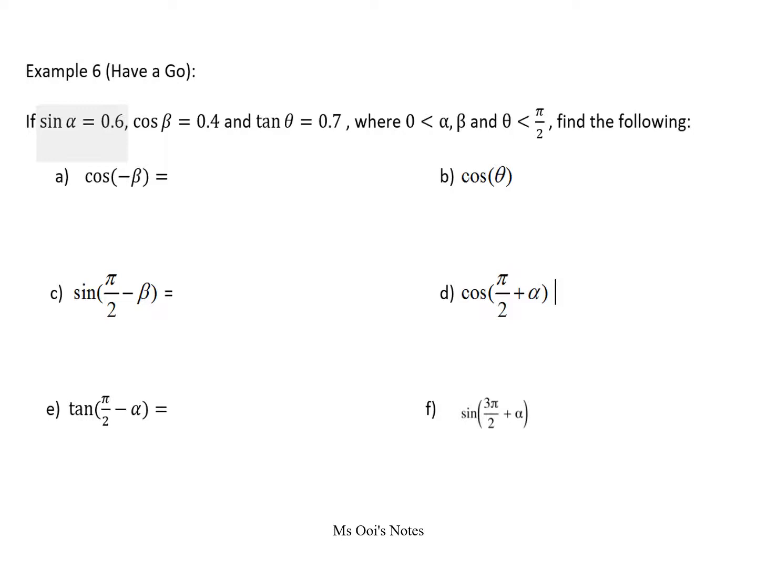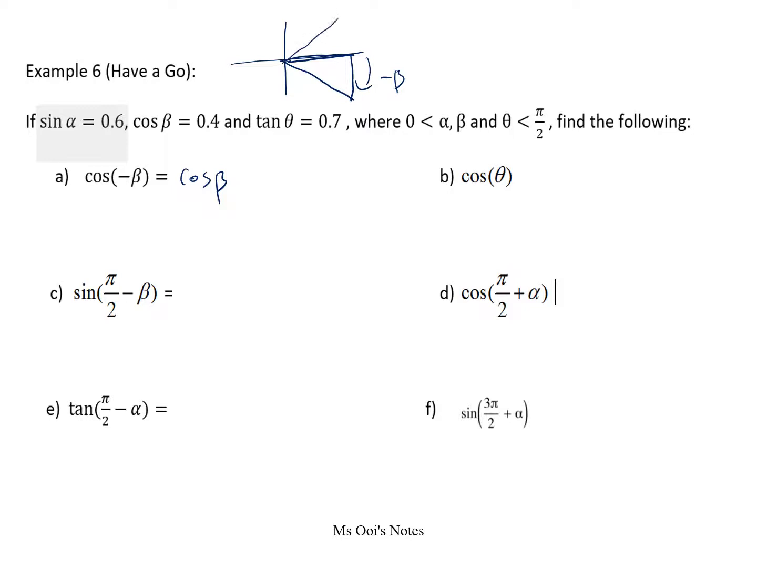Find the following: cos of negative beta, which is the same as cos beta. Now, some of you say, how? You ask me how, I'll tell you how. Negative beta means that you're measuring the angle clockwise. So cosine is this x value. Cos of negative beta, that's the x value.